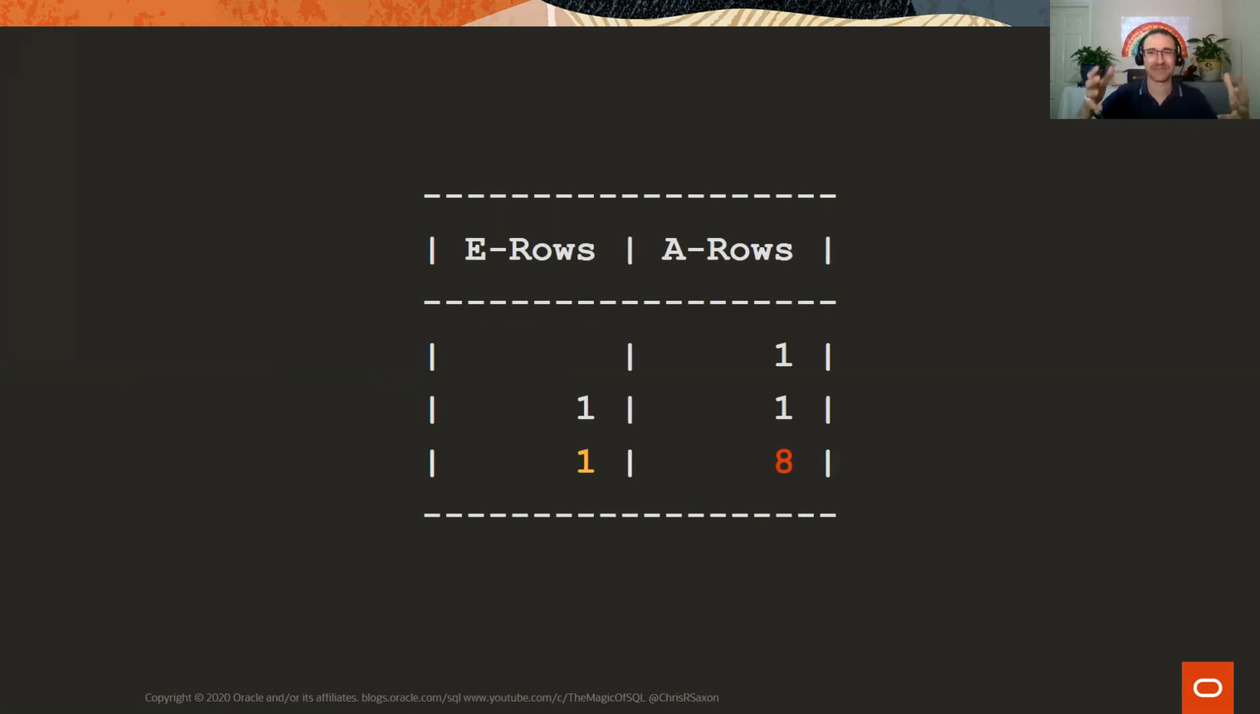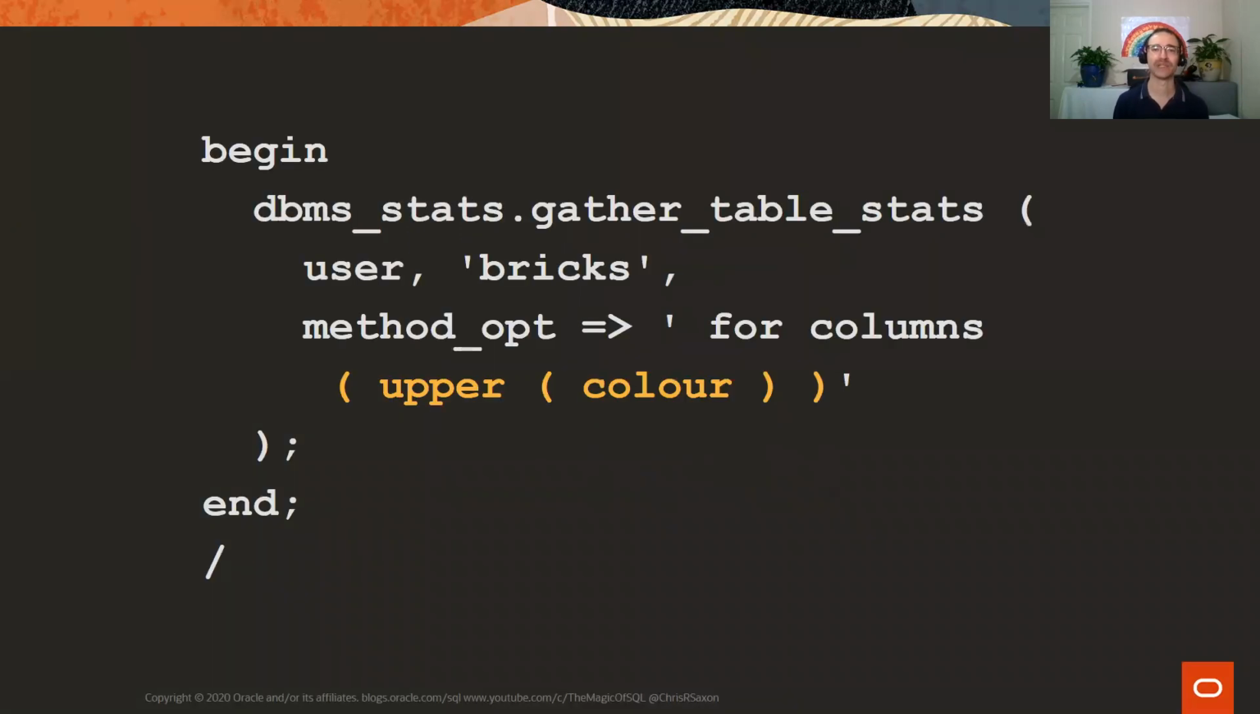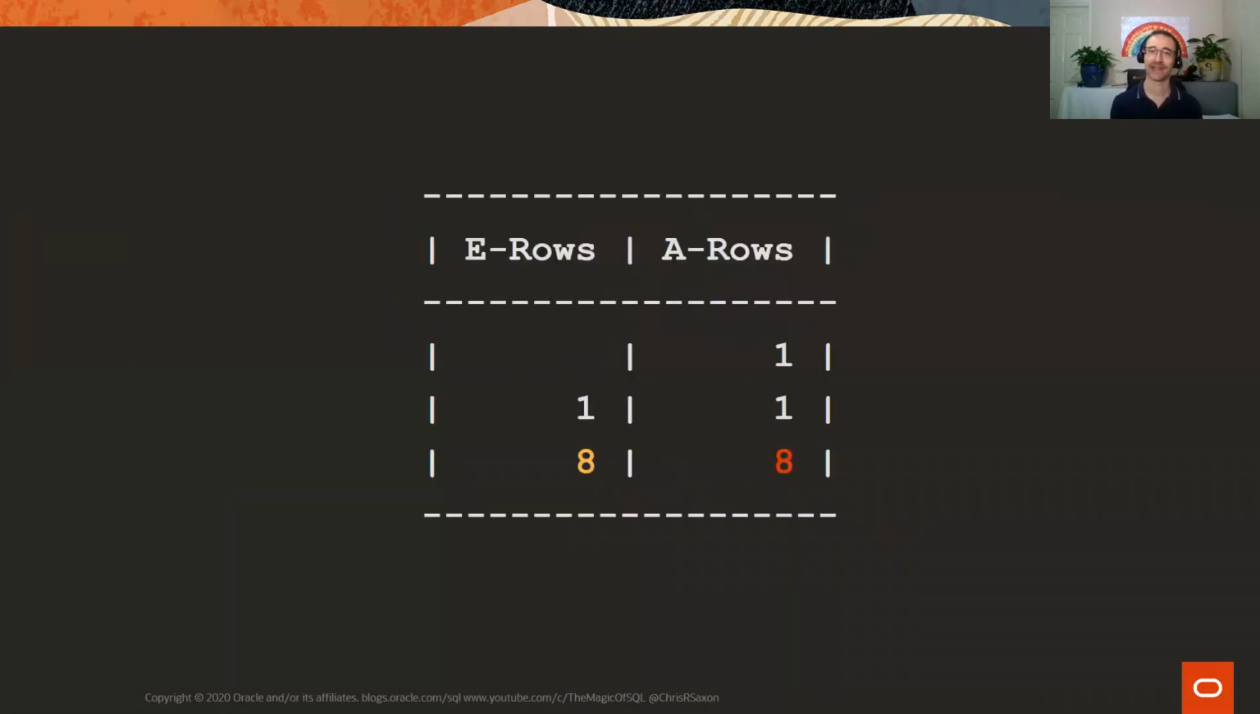And the problem is, again, this function is a black box. It doesn't know the result of running upper on that column. It has to actually do it to get some statistical information about it. So in order to capture that, what we need to do is calculate statistics on the expression upper of color. Do that, and now we're back onto bang on row estimates.